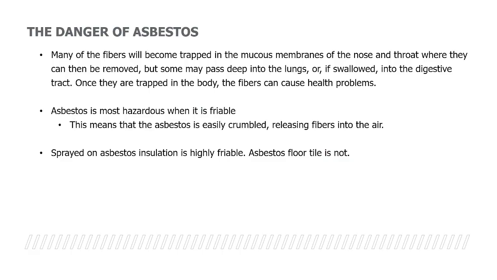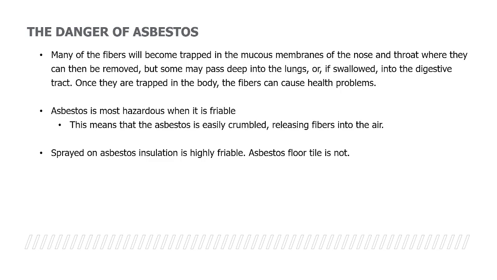Here's some more dangers of asbestos. Many of the fibers will become trapped in the mucous membranes of the nose and throat, where they can be removed, but some may pass deep into the lungs or, if swallowed, deep into the digestive tract. And once they are trapped in the body, the fibers can cause health problems. Again, these are fibers that are up to 700 times smaller than human hair. These are fibers that you have to have a microscope to see. So once they're trapped in the body, it's very likely that they're there for the rest of your life.